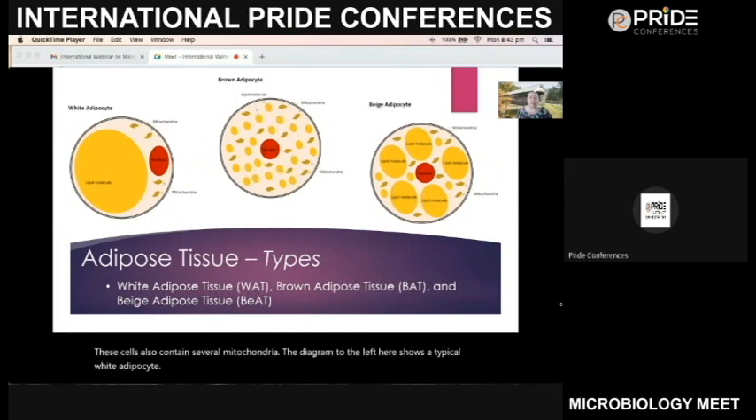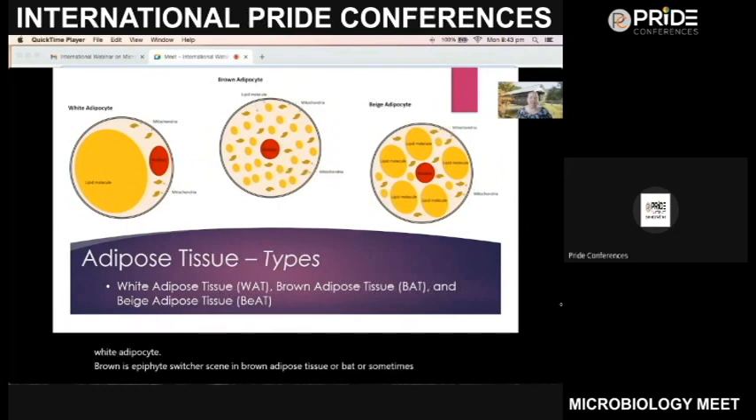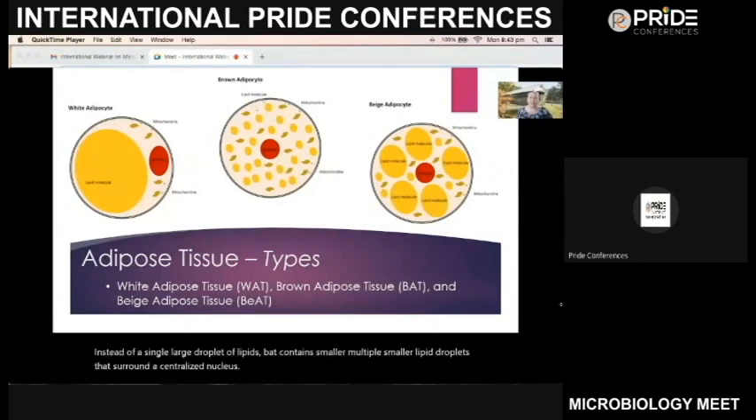Brown adipocytes, which are seen in brown adipose tissue or BAT, are sometimes smaller in size compared to white adipocytes. Instead of a single large droplet of lipids, BAT contains multiple smaller lipid droplets that surround the centralized nucleus. These cells have many more mitochondria than white adipocytes, which gives these cells their brown appearance. The cytoplasm of these cells also contains Golgi bodies, endoplasmic reticulum, and a few ribosomes. BAT produces heat, and these cells are referred to as thermogenic adipocytes.